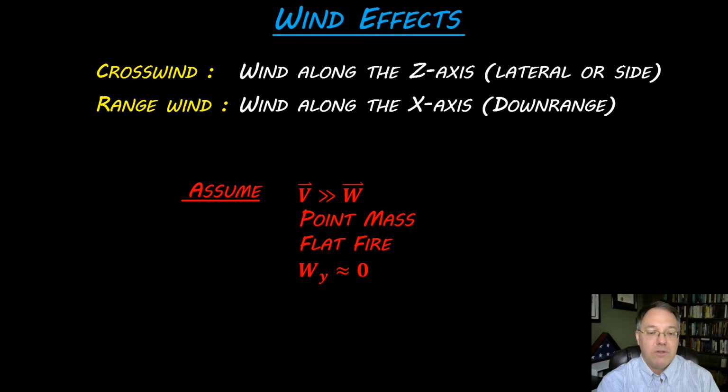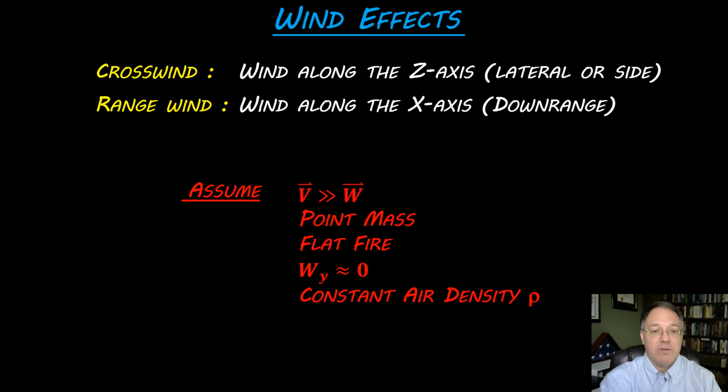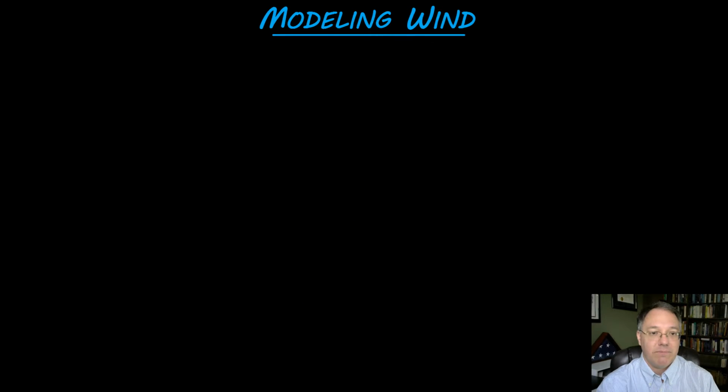We're also going to assume that wind in the y direction, coming up from the ground or some kind of downdraft, is roughly 0, and we're going to be ignoring that. So we only have this crosswind or range wind to worry about. And we're going to be assuming a constant air density. That goes along with our flat fire assumption: over the range that we're shooting at, we're not dealing with something where air density suddenly changes at different positions. So how do we model wind?